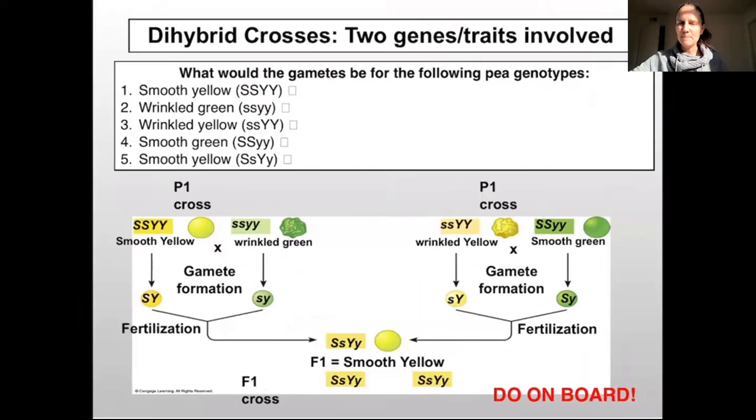And for some reason, students always have their minds explode when we go to two traits, but it shouldn't. Just remember your fundamentals, all right? So first off, let's look at what the gametes would be for the following genotypes. Students always say, I don't know. Take it slow, go gene by gene, right?